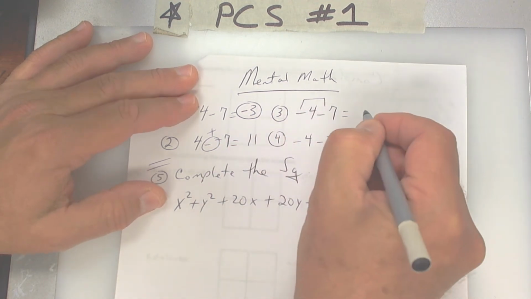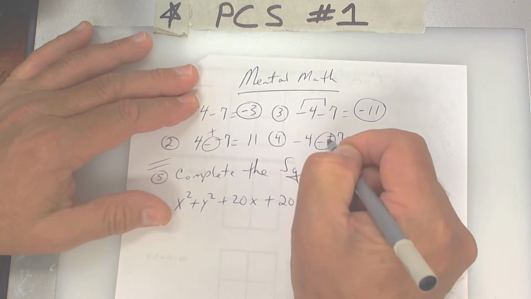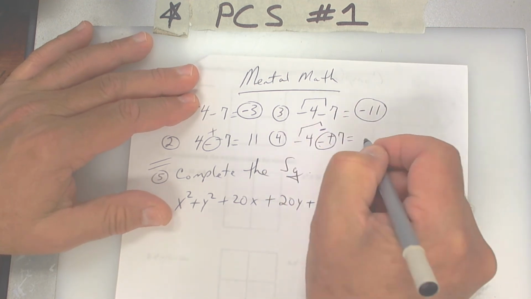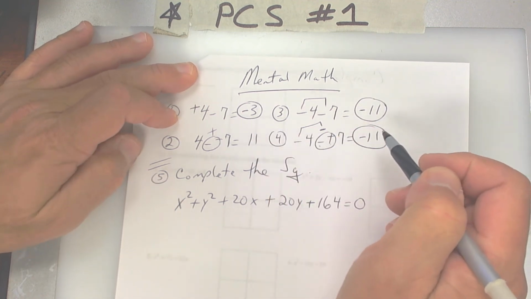These signs are the same, so that gives me a negative 11. This is a negative times a positive, so negative. Now these are the same, and that gives me a negative 11. If you missed any of these, you need to ask for help.